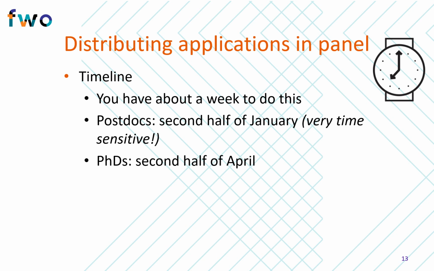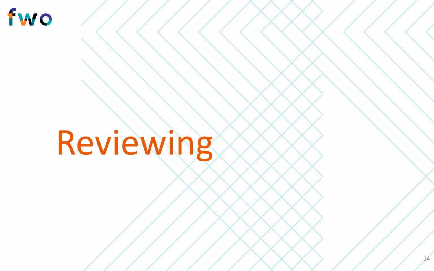The distribution of the applications for the postdocs will need to be completed in the second half of January. Given the very strict time schedule of this evaluation procedure, please complete this task as soon as you receive the invitation to do so. The allocation of the proposals for the PhD fellowships will need to take place in the second half of April. Emails by the FWO administration will help you to keep track of the necessary deadlines and allocation procedures. Another task of the chair is to review proposals.